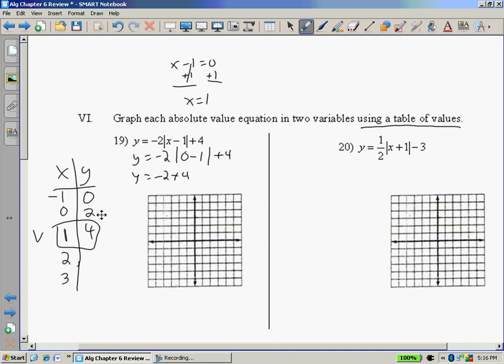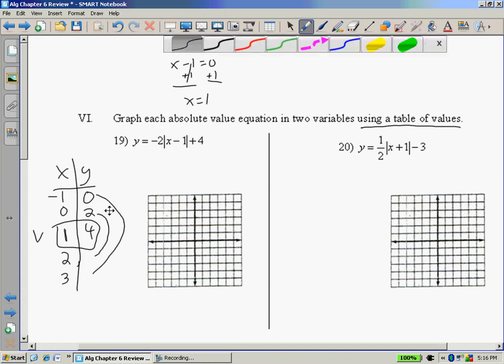Now what should happen is I should have symmetry with this vertex. These should be the same, and these should also be the same. So this should be 2 and 0. But we want to make sure that we've done our math right. If that hasn't happened, I've either plugged something in incorrectly, or I've simply not found the vertex correctly. I'd need to go back and check the vertex first.